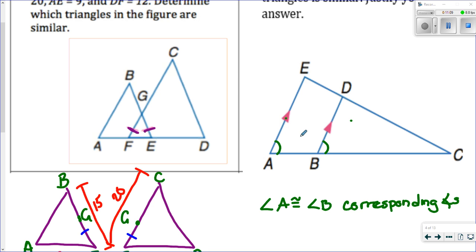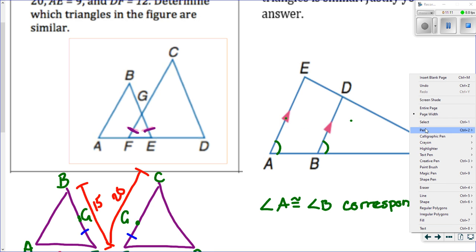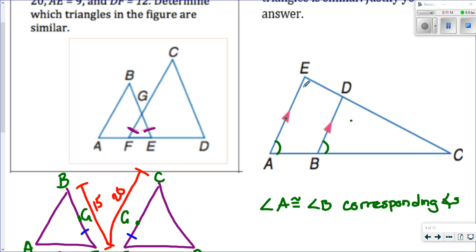Now let's see if I can find another pair of congruent angles. Yeah, this angle is going to be congruent to this angle. So I'm going to have angle E congruent to angle D because it's also corresponding.